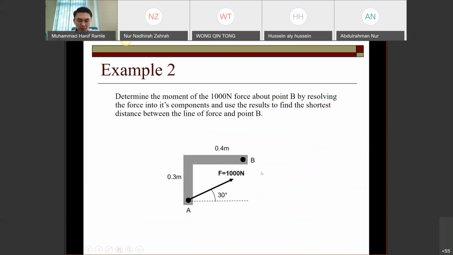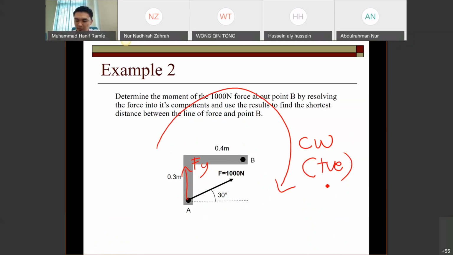Okay, so for the second component, let me explain more. For the second component, Fy, this rigid body will rotate like this, clockwise. Our definition just now is clockwise positive. So if you draw the body fixed at point B, the body will be rotated like this because of the force Fy.